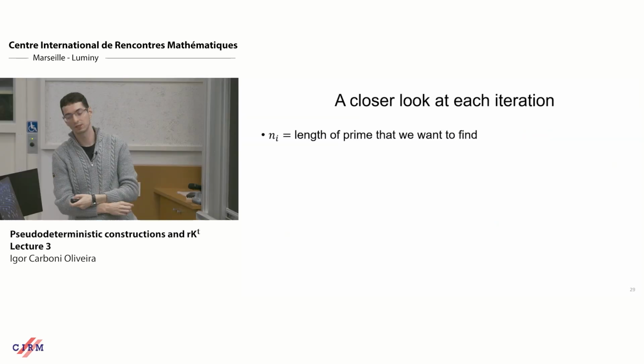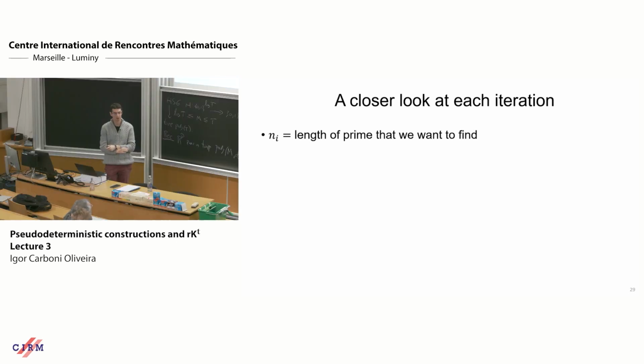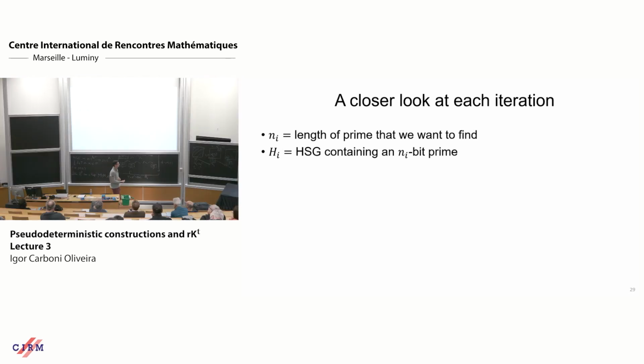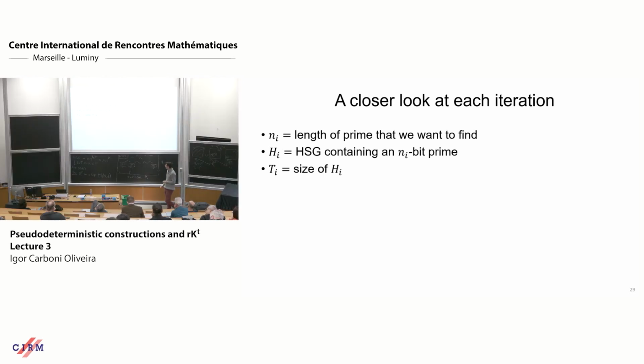So let's have a closer look now at these parameters. So Ni is the length of the prime you want to find, okay, in the ith iteration. So we start with input length N0, N1, up to Ni. So Hi is going to be the hitting set generator that supposedly contains a prime for the ith input length. Okay, think of this as H_Ni. This is Ni. And Ti is always the size of Hi. So that's how we define Ti.